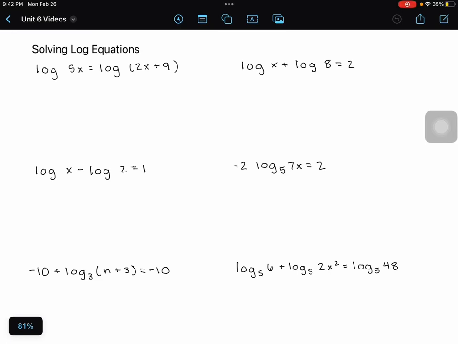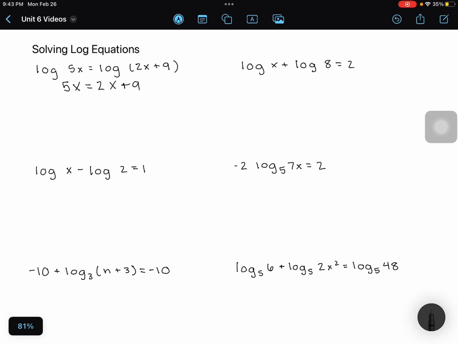Okay, today's video is looking at solving log equations. So we want to remember the log properties, the product, quotient, and power property, because those are going to help us rewrite some of our logs when we need them. So when we have logs on both sides of our equation, like we do here, we can set the arguments of the two logs equal to one another.